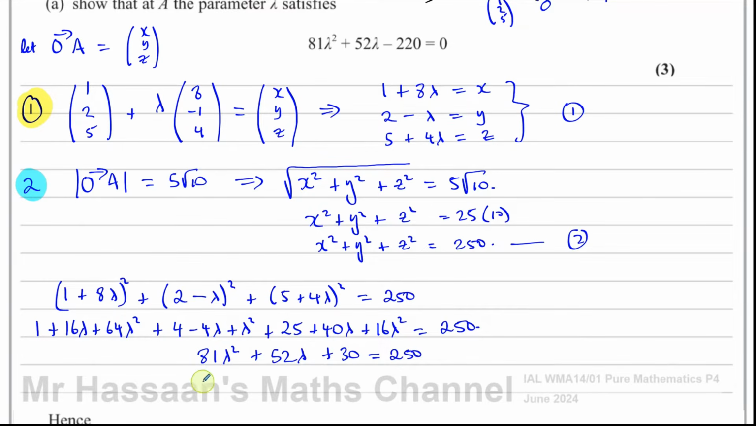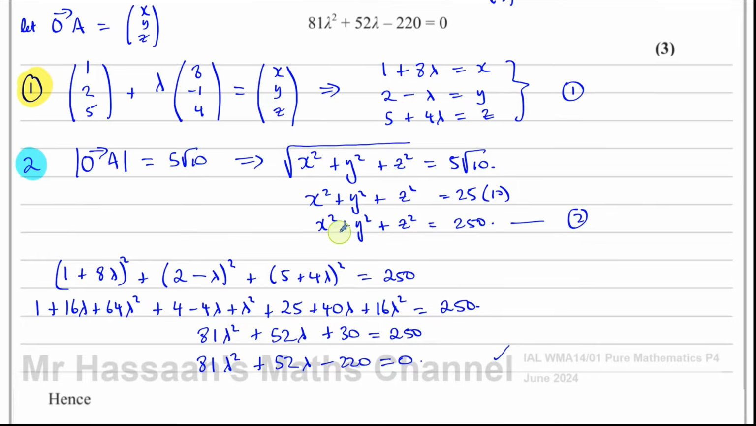And we need to subtract 250 from both sides. We have 81 lambda squared plus 52 lambda, and 30 minus 250 is minus 220, equals 0. And that's exactly what we had to show. Okay, good. That worked out. So there we have the answer to part A.